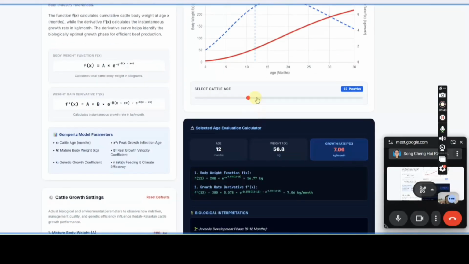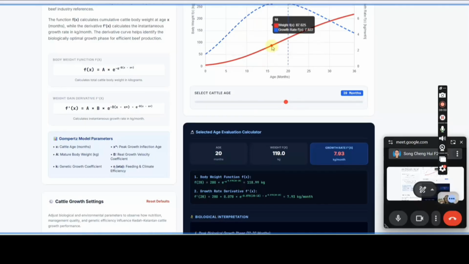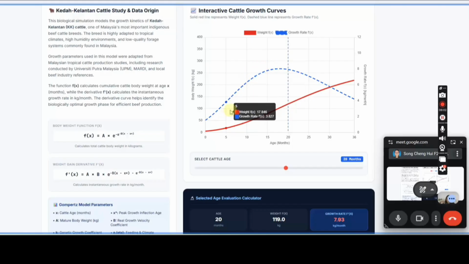After this, there is a growth phase for the cattle between 12 months until 20 months. The cattle is still growing and the body weight increases even better in these phases.